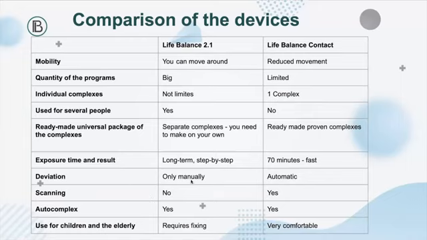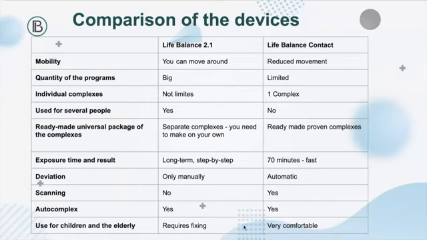Deviation. We set up deviation manually on Life Balance 2.1 for the programs we download from the programmer. And in Life Balance Contact, it is chosen automatically. We don't need to do anything about it. Scanning. Life Balance Contact does express scanning of the body. Yes, this is true. And Life Balance 2.1 doesn't do a scanning.